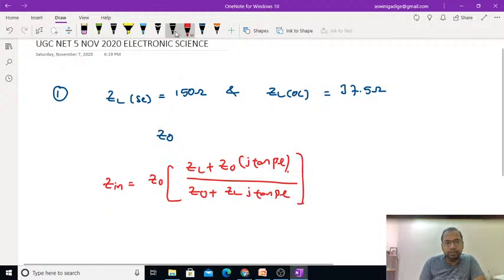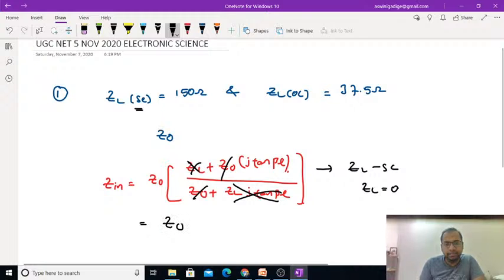In this case, for the short circuited load, take ZL as 0. If I substitute ZL as 0, then this term vanishes and that term vanishes, and Z0 and Z0 cancel. Finally I get Zin is equal to Z0 j tan beta L. So it is for the short circuited one.